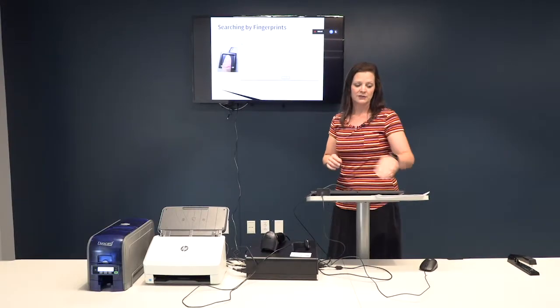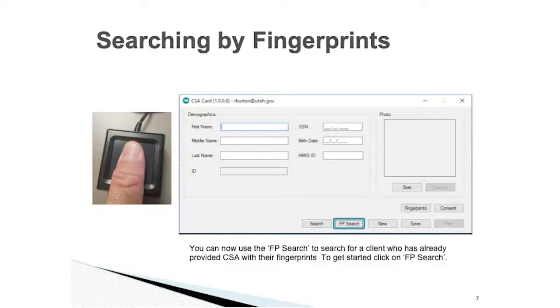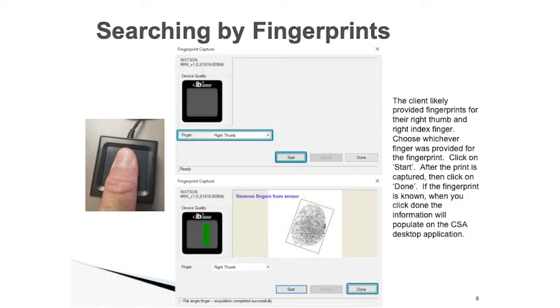There's also an option for us to search by fingerprint. When you come to this screen, this is the very first starting screen, you're going to see this button right here that says Fingerprint Search. You'll click that button in order to search for the fingerprints. The client likely provided fingerprints for their right thumb and right index finger, but you do have the option to select any of the fingers by using this drop-down button. You'll click on Start, and after the print is captured, you'll click on Done.